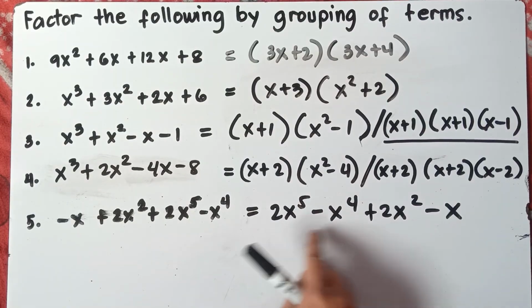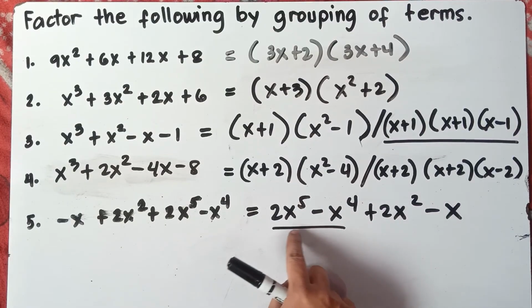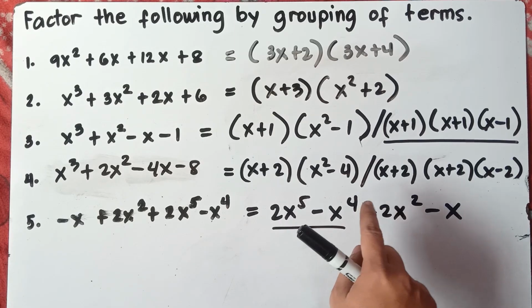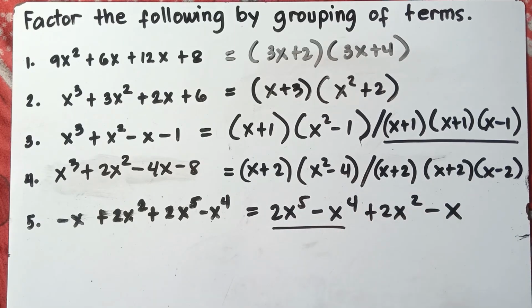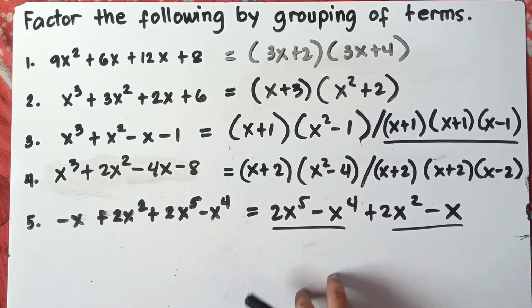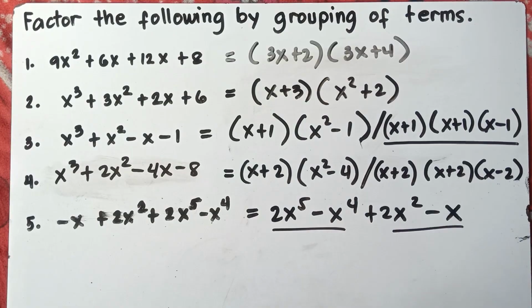So when you factor this out, class, first term and second term, once again, you select the variable with the least exponent. So we will be factoring this out by x raised to the power of 4. And for this one, that would be x. So you try, class, and you put your answer in the comment section down below. Let me check if you really understand our topic.